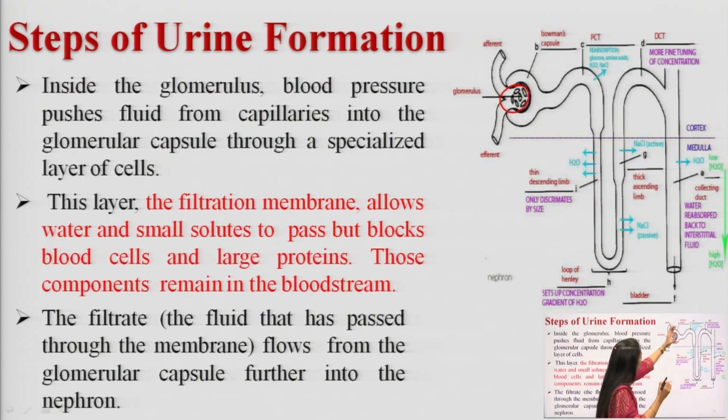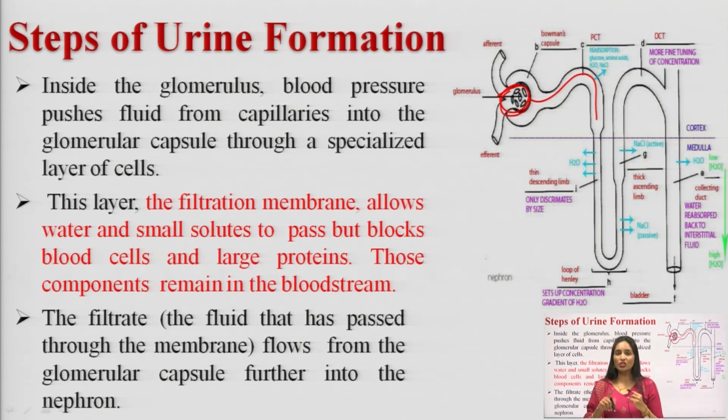So when the blood pushes here, the blood has ions, and any toxic substances or poison, whatever may be present. The larger particles and the blood cells will be retained in the glomerulus, and the rest of the parts will flow into the filtrate. Okay. So this is the formation you will see. The filtrate, the fluid that has passed through the membrane, flows from the glomerular capsule and further into the nephron. What is to be retained stays inside the glomerulus, and the rest of the filtrate flows to the Bowman's capsule and to the rest of the parts. I think there is no confusion here.